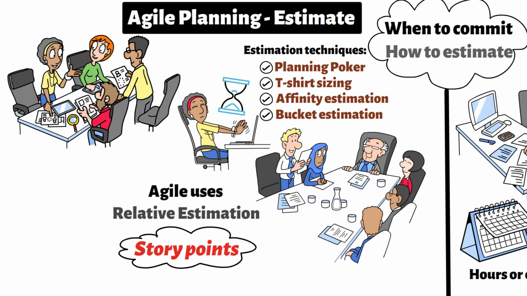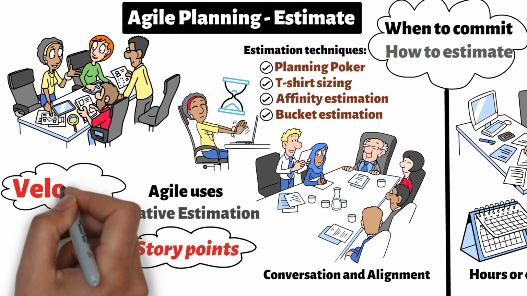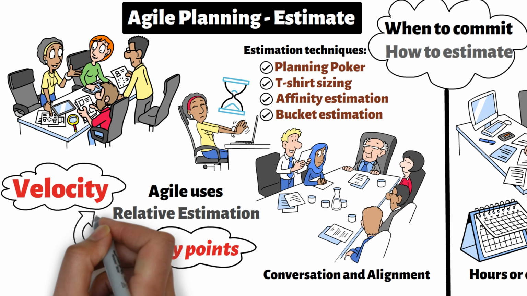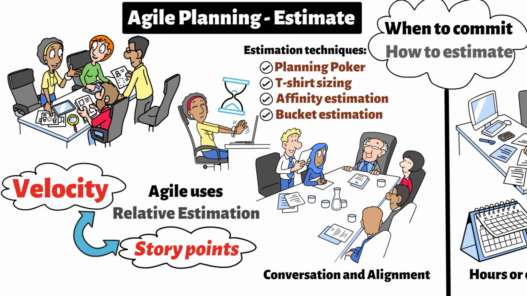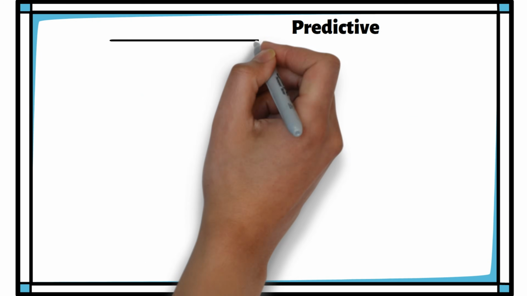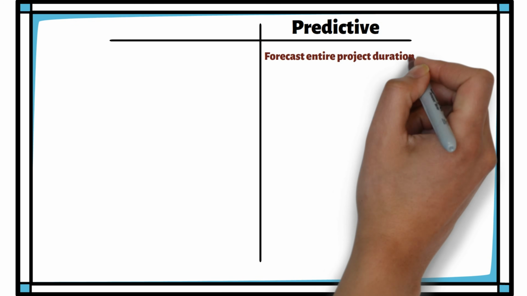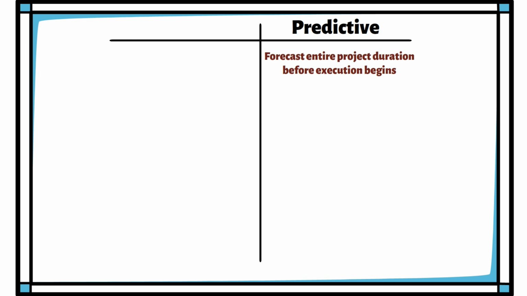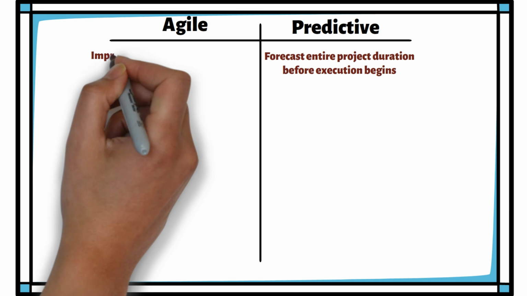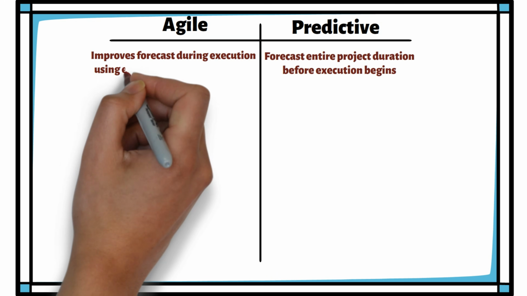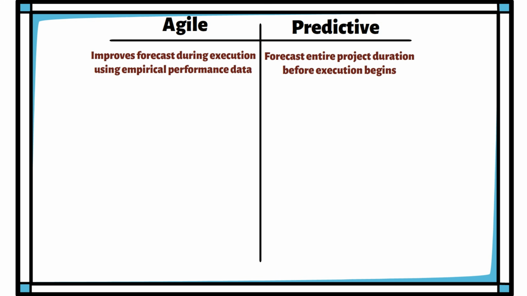These estimation techniques support conversation and alignment rather than contractual precision. Over time, the team measures velocity, which reflects how many story points are completed per sprint. Velocity becomes the foundation for forecasting. Notice the contrast. Predictive attempts to forecast the entire project duration before execution begins. Agile improves its forecast during execution, using empirical performance data.